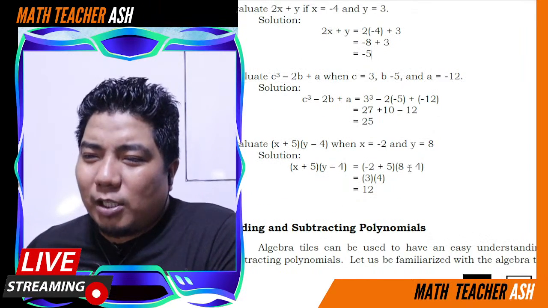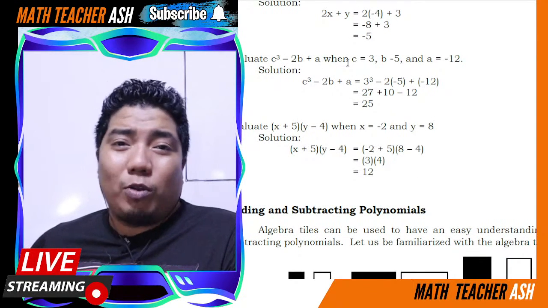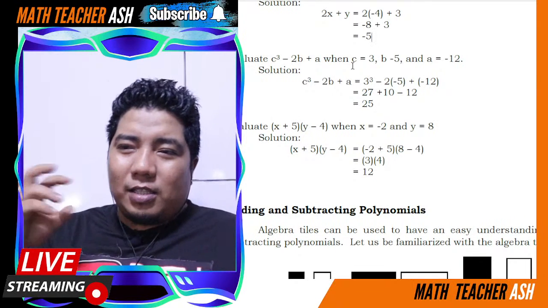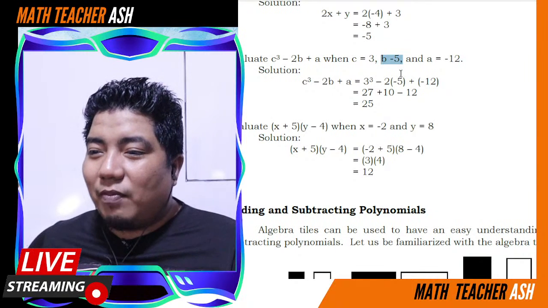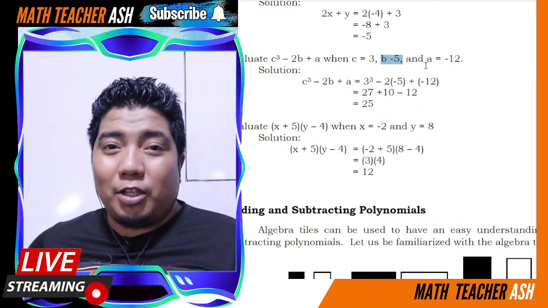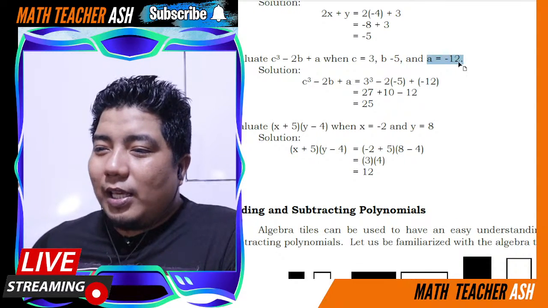Okay, so how about this one? We have to evaluate c cubed minus 2b plus a. So there are three variables. Of course, you do the same thing. Substitute c by 3, b by negative 5, and a is negative 12. Let's write the equals sign for the people behind the module.